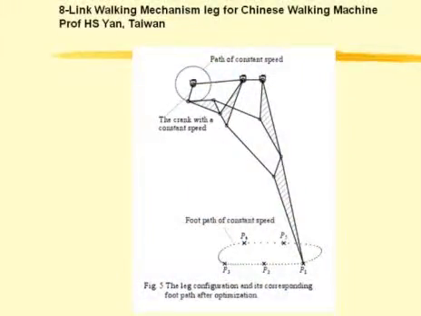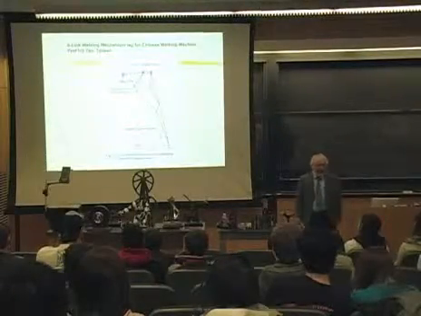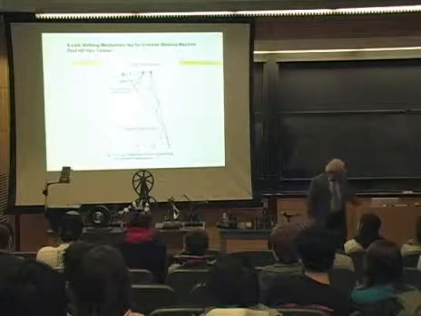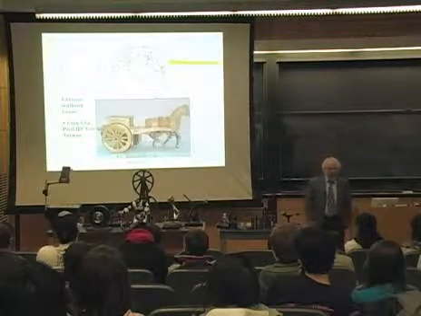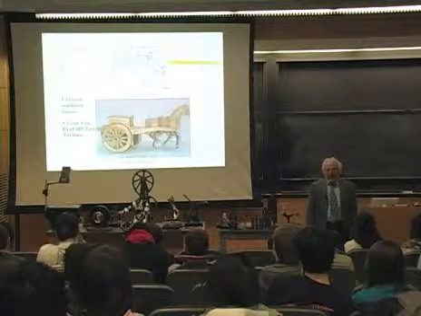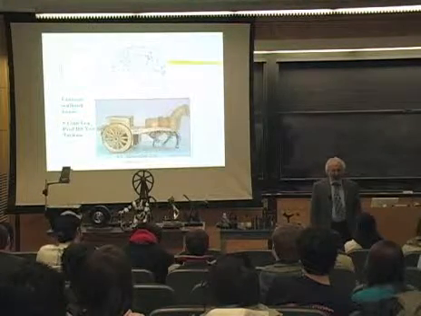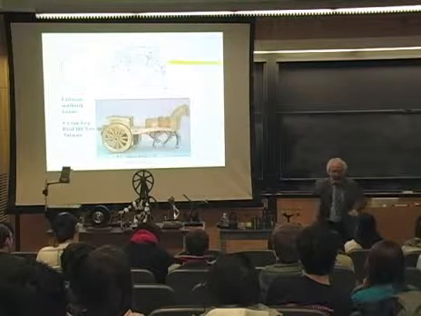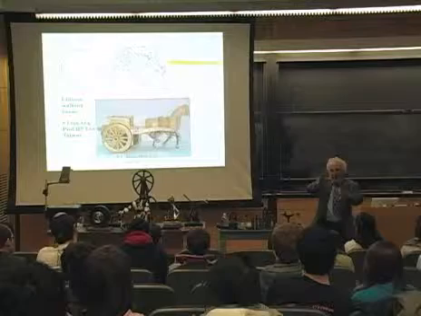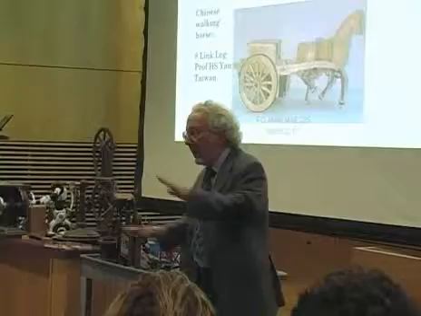There's a similar mechanism, and I'll end with this, from a group in Taiwan by Professor Yan, and this is their 8-link. It's a different 8-link, and it was used to create a model of a Chinese walking horse. There's evidence in Chinese literature going back at least 1,000 years that they had walking machines that would carry goods up a mountain. They couldn't use wheels because they didn't have paved roads, but they created these machines that would walk.